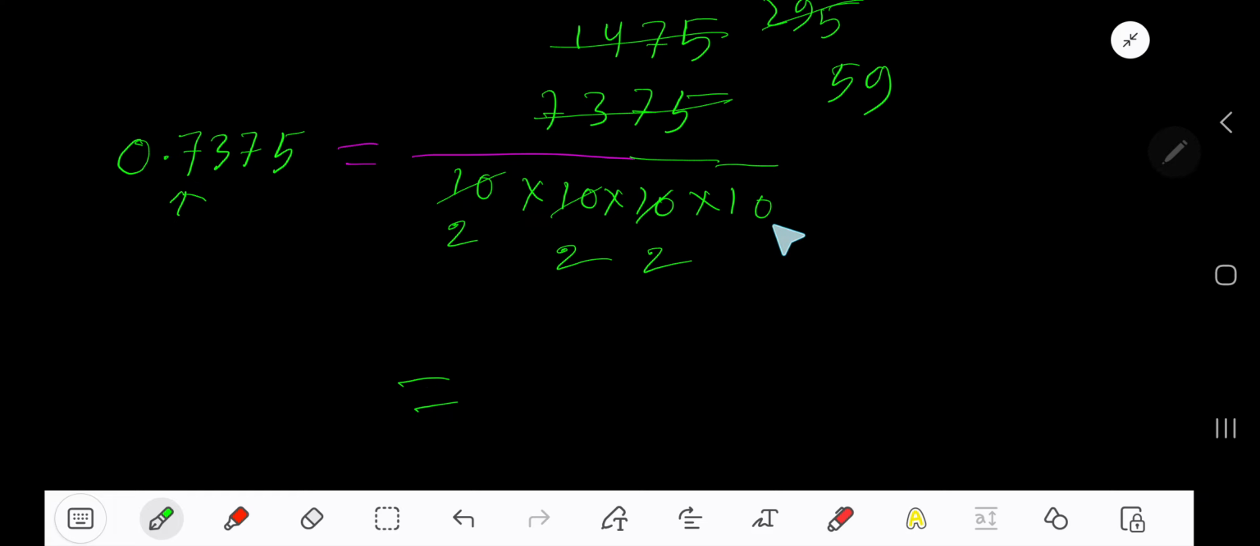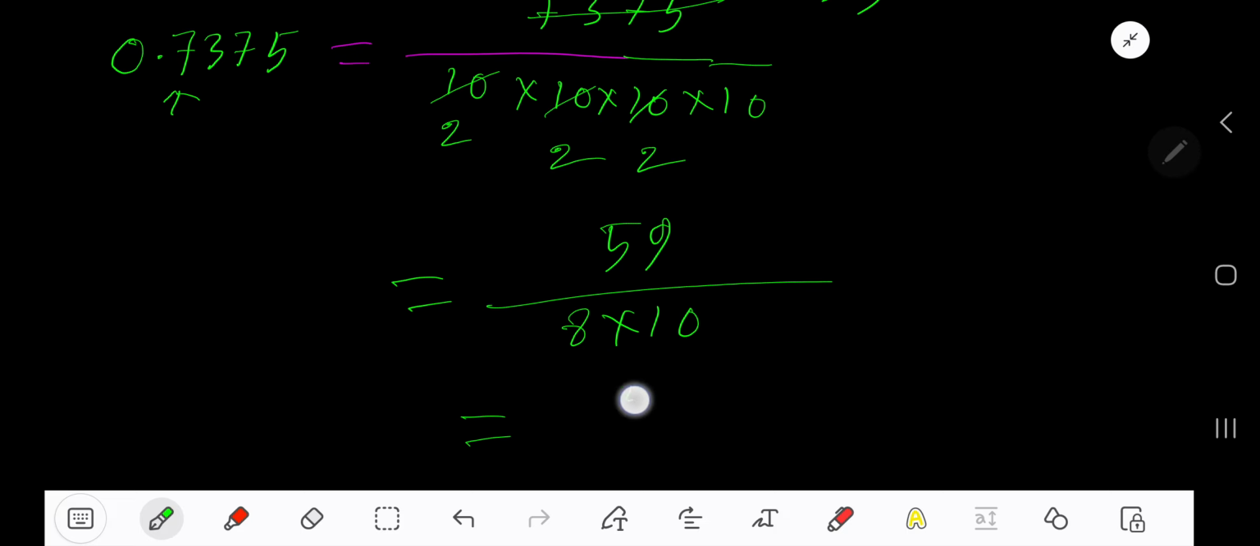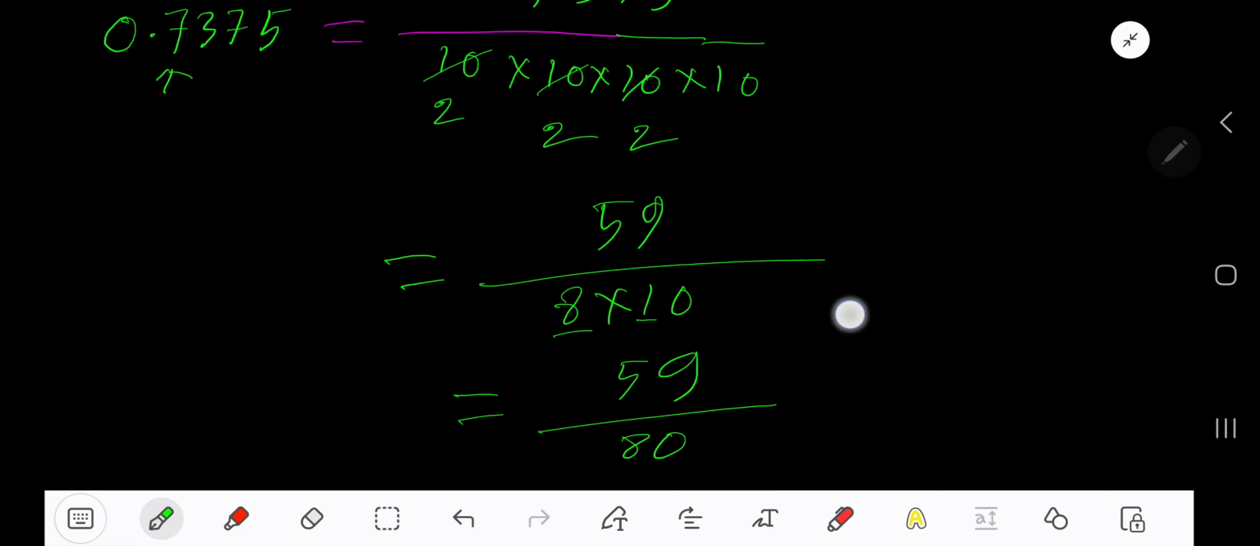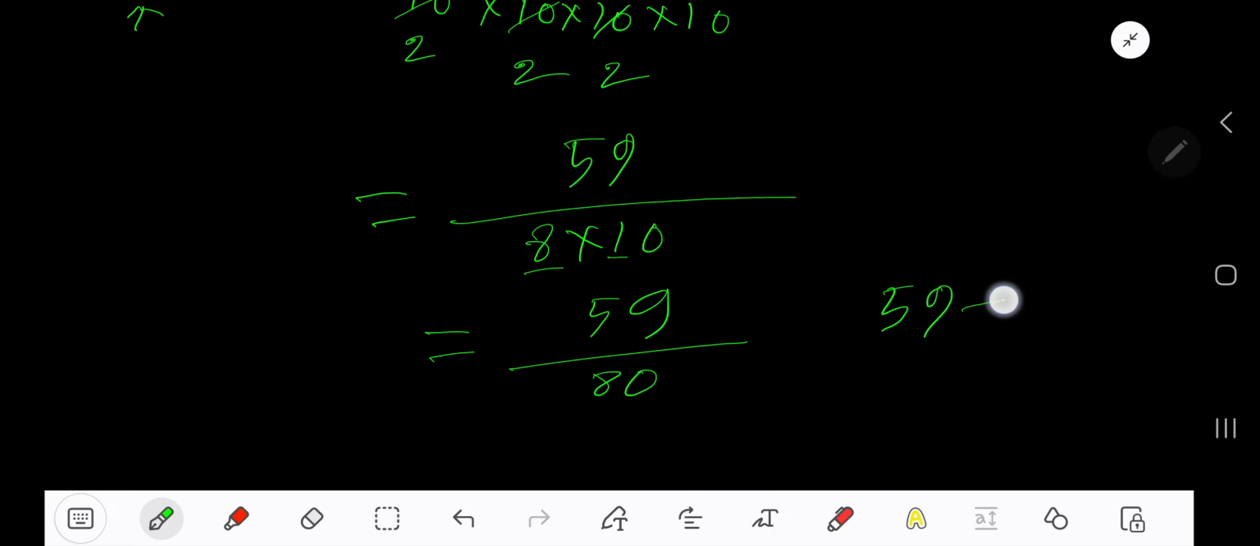Now 59 divided by 2 gives no whole number, by 4 no, by 8 no, by 10 no. This 59 has only two factors, which are 1 and 59. 59 is 1 times 59, 59. So 1 and 59 are the factors of 59. You will not get any two numbers that, if you multiply them, produce this. So this is a prime number.